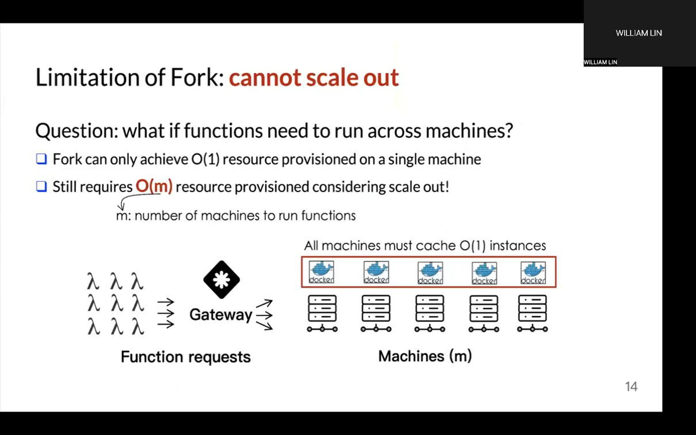A limitation of fork is that it does not generalize to a distributed setting. If there are many functions, we must scale them across machines, which essentially needs to deploy one cached instance on each of the machines needed for the function execution. Since it is challenging to estimate the function invocation times, it is also challenging to estimate the number of machines required by the workloads. Therefore, fork still requires O(M) resources, where M is the number of machines required for the applications when considering scaling out functions across machines.